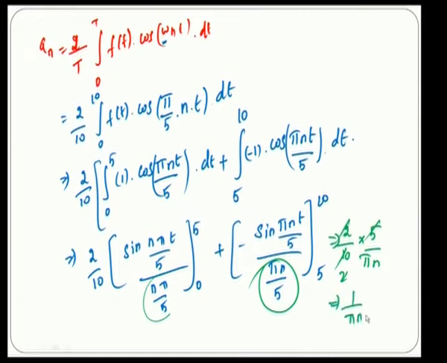Now, if you substitute the value 5 here, then what does it become? So 5 cancels, and after cancelling 5, you get only n pi. So sin of n pi, for any n pi the sine value is 0. Then after substituting the lower limit, it is also 0. So this term becomes 0. For this term, if you substitute 10, then it becomes 2 n pi. So any sine of n pi is 0, and after substituting 5 also you get 0. So the sine term becomes 0.